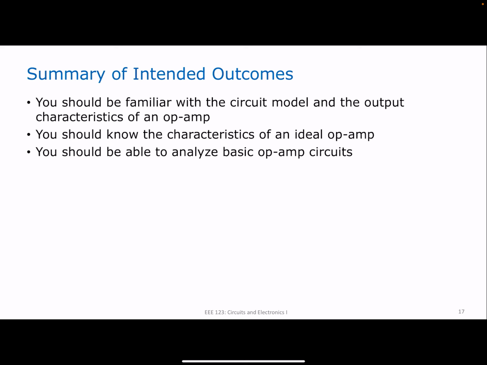What did we achieve in this lecture? After you've heard and tried to understand further this lecture, you should now be familiar with the circuit model and the output characteristics of an op-amp. You should know the characteristics of an ideal op-amp, and you should be able to analyze basic op-amp circuits. Furthermore, you should now know what the topology of an inverting amplifier is, a non-inverting amplifier is, and a buffer and a current to voltage converter. So that's it for part 1. Part 2 to follow.